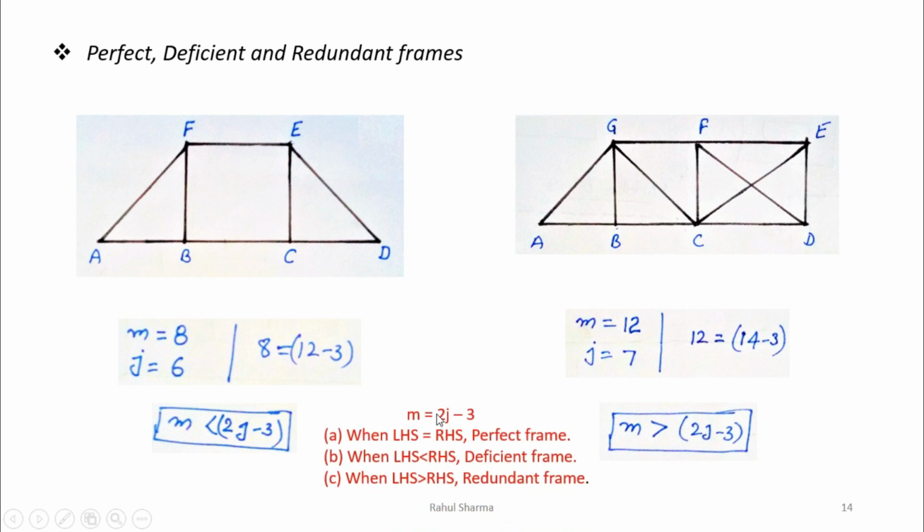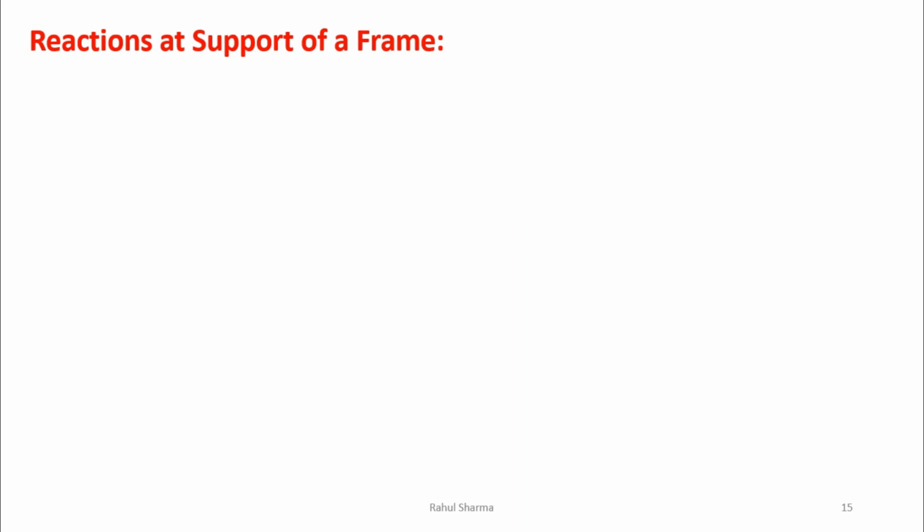So if I compare these, these equations can help you very easily. When left hand side is equal to right hand side in this formula, it is perfect. When left hand side is less than right hand side, it is deficient, and if left hand side is more than right hand side, then it is a redundant frame. Now we will see the reactions at supports of a frame.